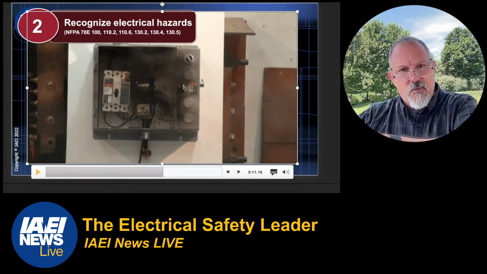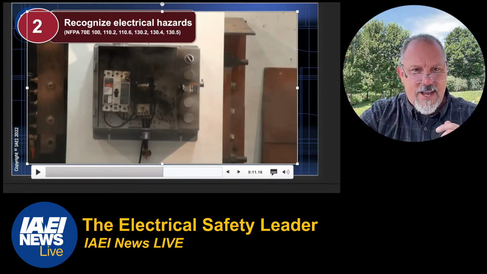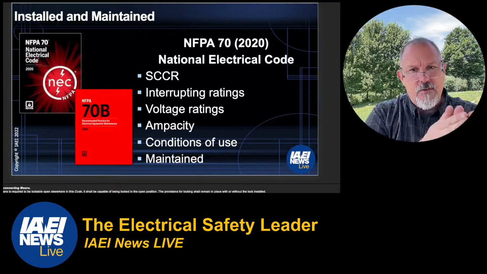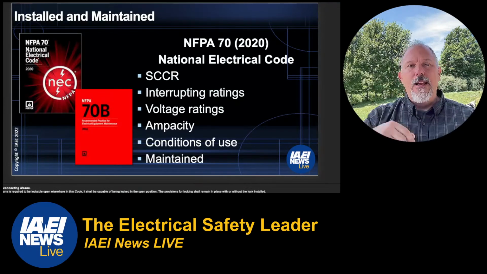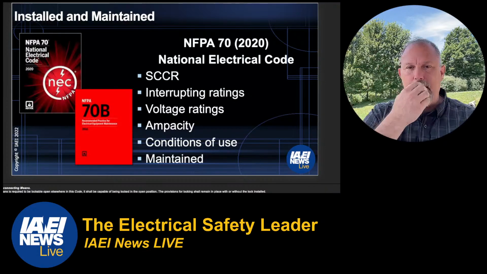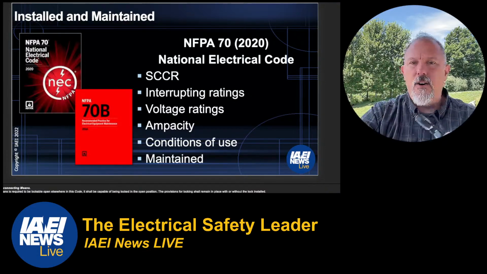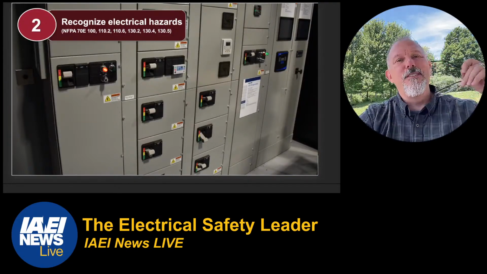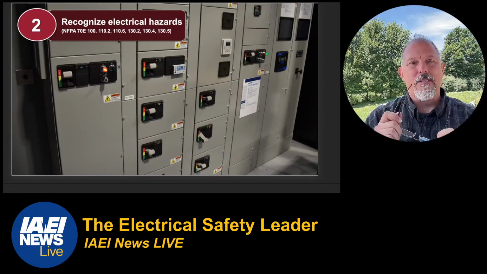That plays an important role in understanding the hazards. So National Electrical Code, 70B, SCCR, interrupting ratings, voltage ratings, ampacity values, conditions of use, and maintenance all play a role in the proper application and your safety-related work practices.